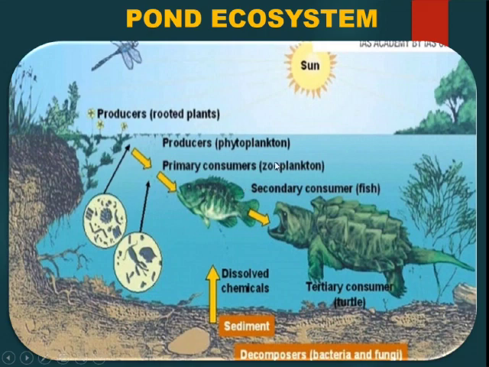Producers, consumers, and decomposers are three biotic components in this ecosystem. Producers are of two types in this ecosystem: the rooted plants and phytoplanktons. Both are the example of producers in pond ecosystem, while zooplanktons, small fishes, or turtle are the example of consumers in the pond ecosystem, and bacteria and fungi are the decomposers in this pond ecosystem.